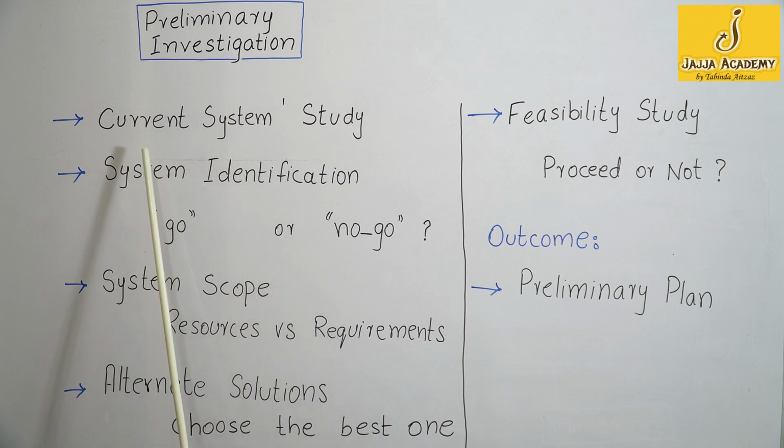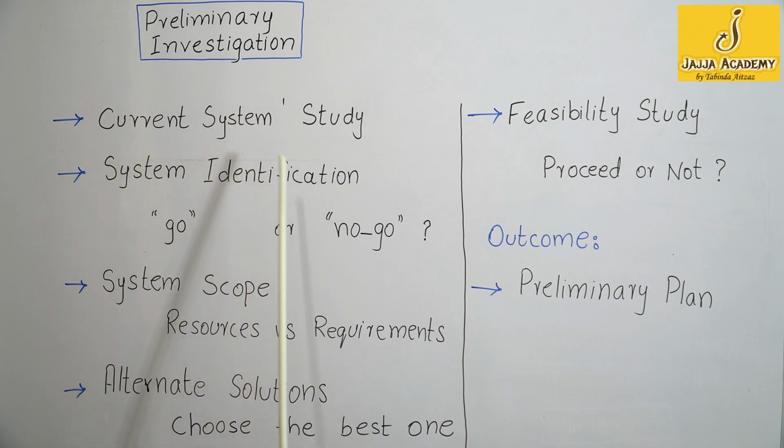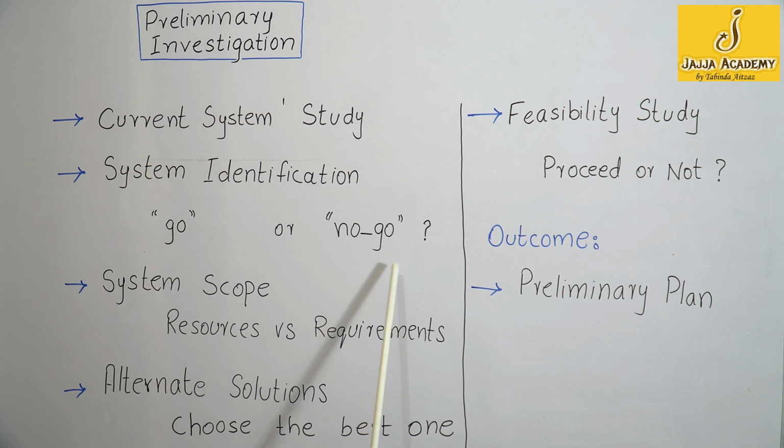If no deficiencies are found in the current system, then a no go decision is made here. And the preliminary investigation stops right here. But if after the system identification, a go decision is made, then system scope is identified. The new system, we can call it a proposed system. So the proposed system scope should be identified. And the scope is decided on the basis of available resources and the requirements of users.